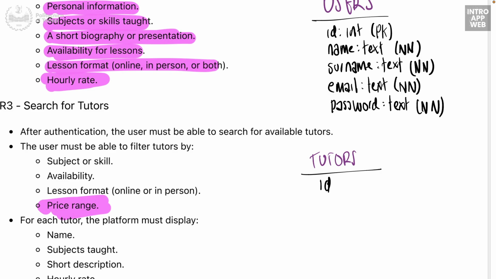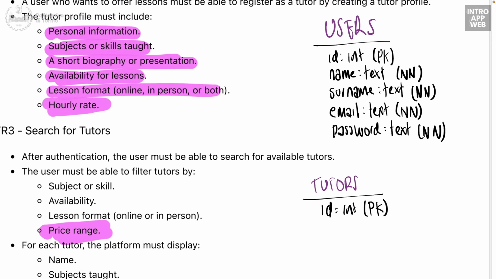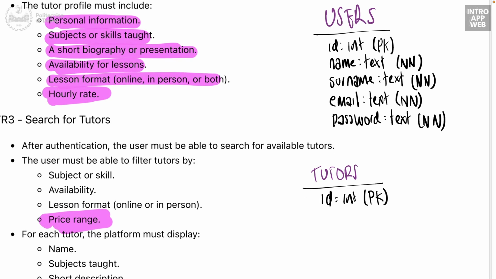So for now, we will say he will have the ID. That is a primary key. Then he has the personal information. He has a bio. That is a text, and we will say it's not null.